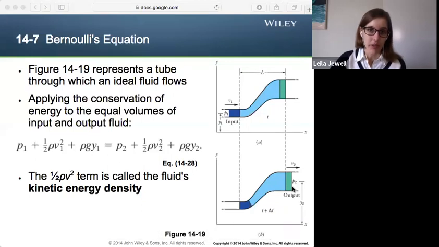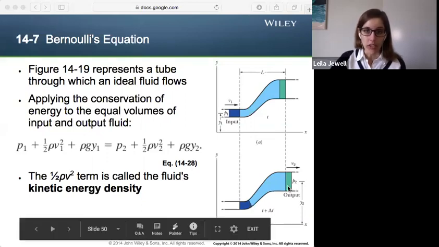And there's details in the book on this derivation. I'm also happy to talk about them through with you in office hours or through an email. So you're welcome to reach out to me on that.